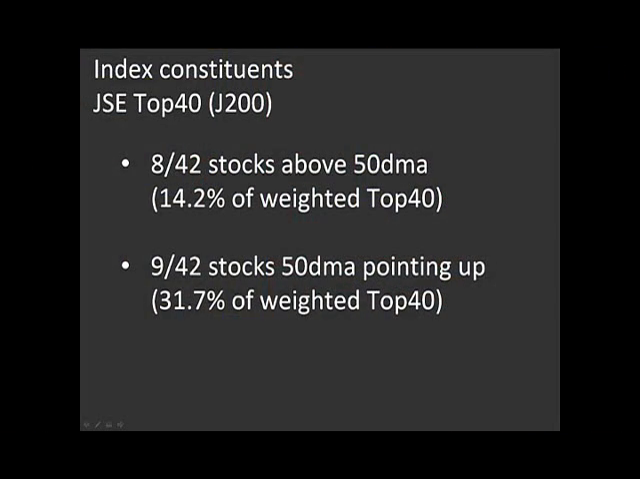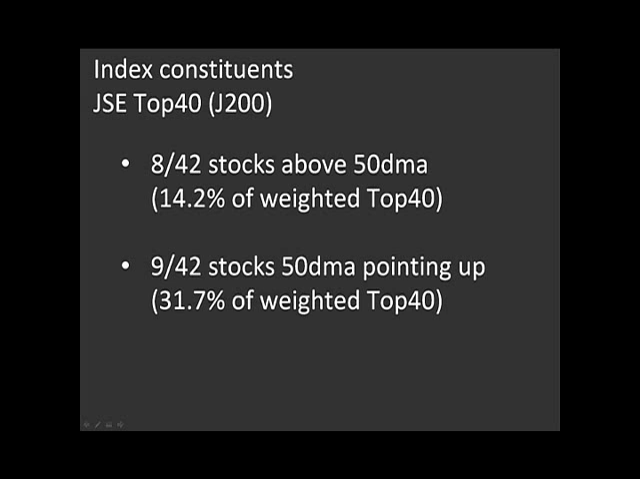And if we were to summarize all of that information, then it looks as follows. Only 8 out of the 42 stocks are actually trading above their 50-day moving averages. And of those 8, their collective weighting in the top 40 index is 14% of the index. So it's not massive. So basically it's telling you that 86% of the top 40's weighting is trading below its 50-day moving average.